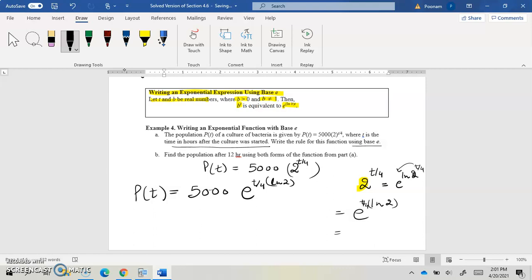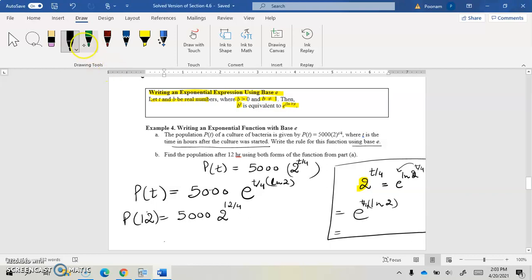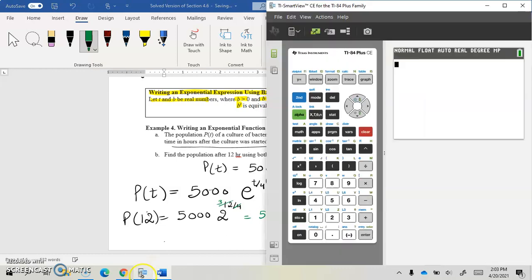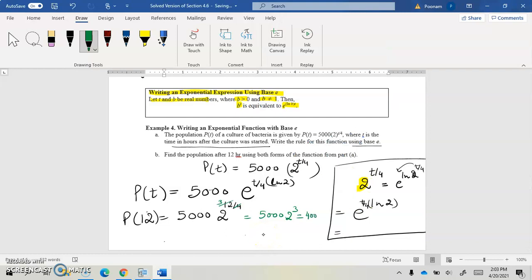Find the population after 12 hours using both forms of the function. So now we need to figure out the population in 12 hours. Let's use the first form of the function, 5000 times 2 raised to power 12 by 4. Now we know 4 times 3 is 12. So that means 5000 times 2 raised to power 3. 2 raised to power 3 is 8. So I can say 5,000 times 8 is 40,000. So the culture's population after 12 hours would be 40,000.